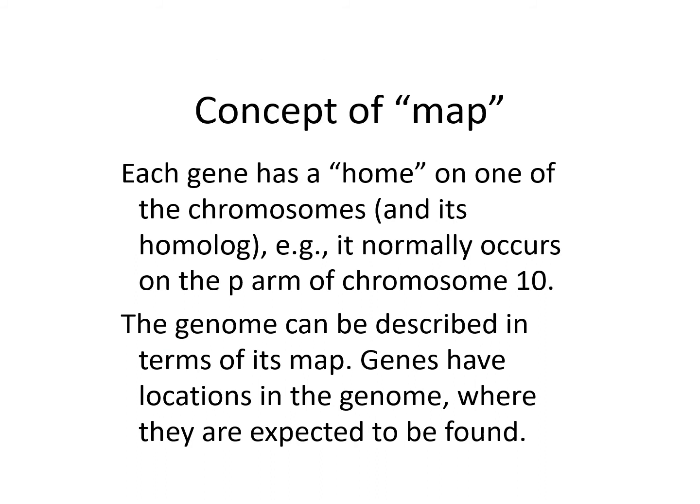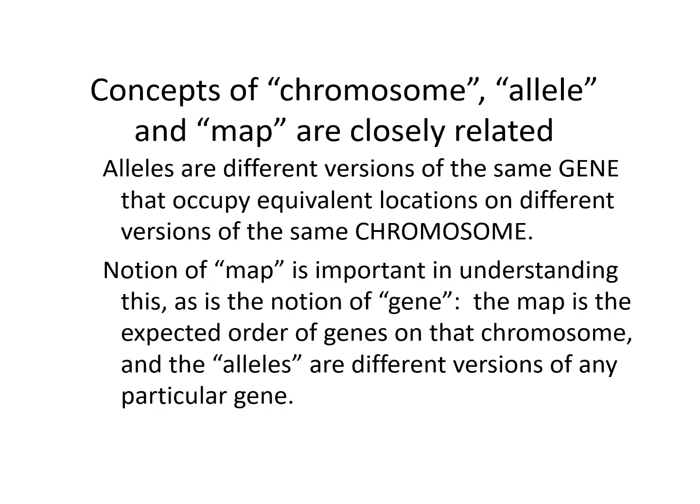Okay, so the concept of map is that each gene has a home on one of the chromosomes. And we can describe a chromosome or a genome in terms of its map, which is to say the locations of the various genes and where they're expected to be found. Genes have their normal locations on most examples of each of these chromosomes. Right. So the concept of chromosome, allele, and map are related to each other in that alleles are different versions of the same gene, and they occupy equivalent locations on different versions of the same chromosome. The map is where the genes are expected to be found, and the alleles are different versions of any gene at that location.